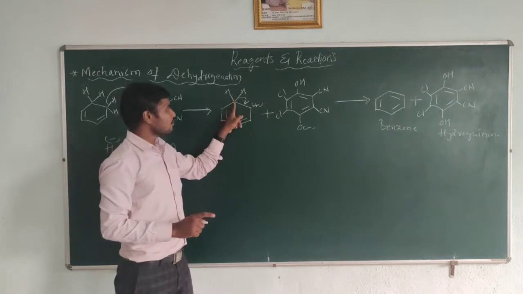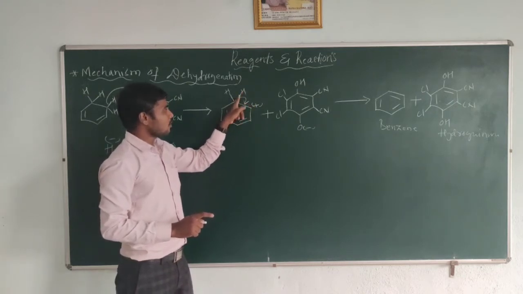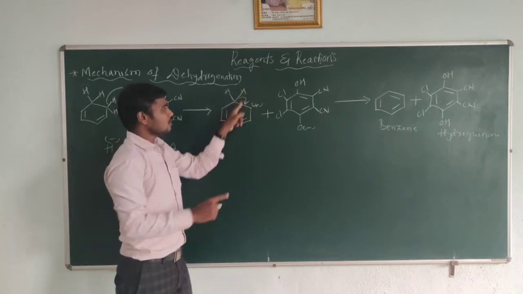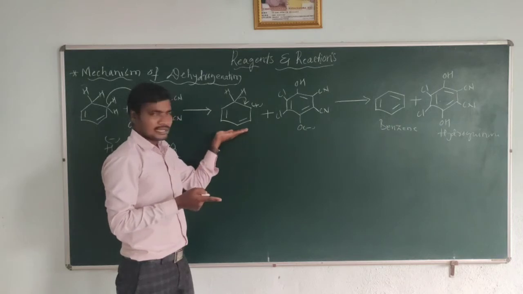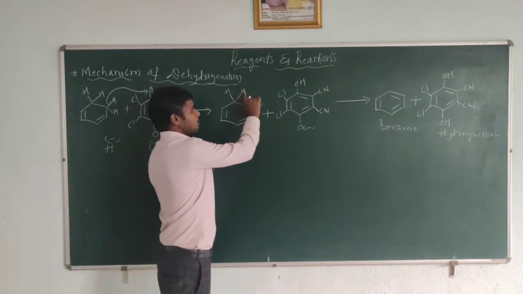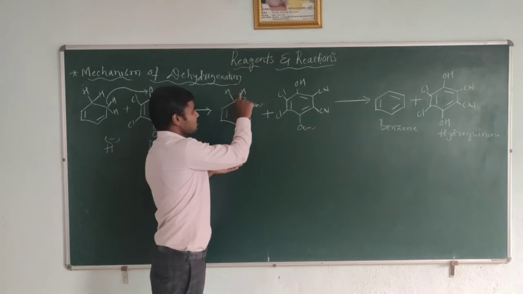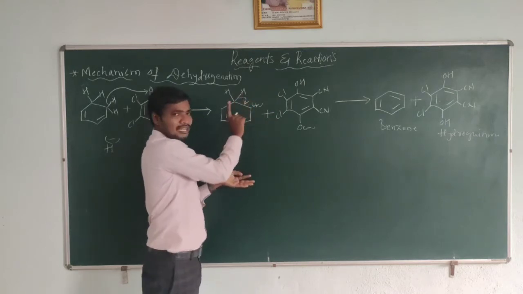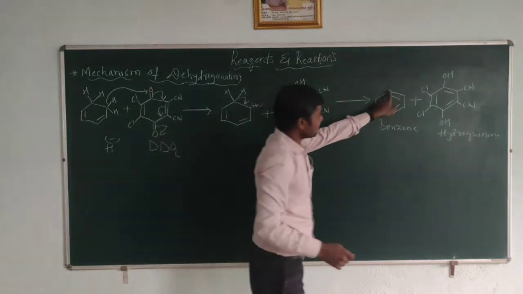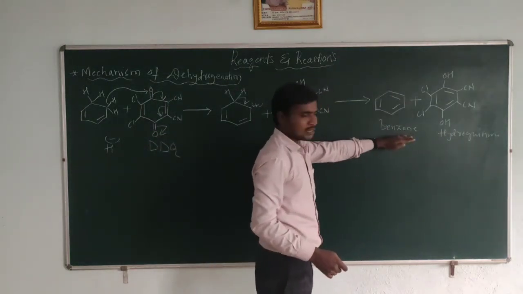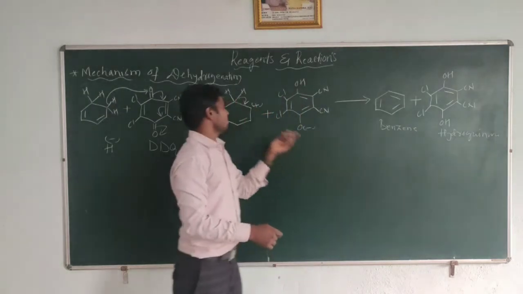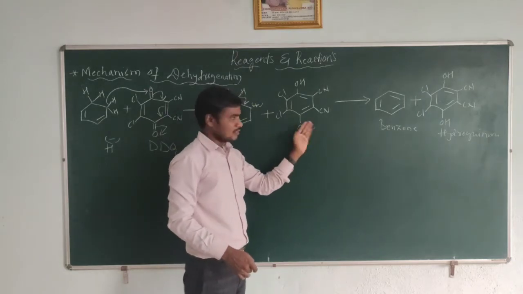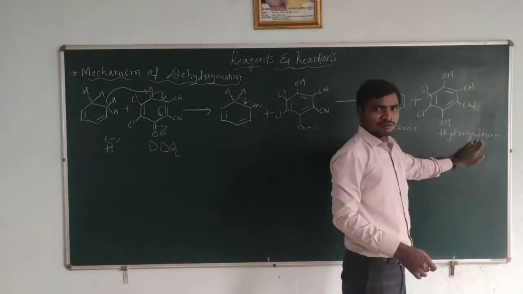So whenever this carbon atom shares its bonding electron with the carbocation, the hydrogen is removed as H plus from this reactant molecule. Whenever this hydrogen is removed as H plus, this bonding electron shifts to this carbon atom, so that it converts into the double-bonded molecule. So that is the reduced product, benzene. This H plus attacks the oxygen anion and then converts into a hydroquinone.